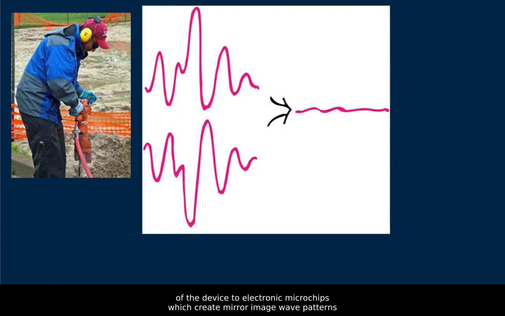Destructive sound interference is a useful property in anti-noise technology. Such noisy devices as jackhammers are now equipped with microphones that send the sound of the device to electronic microchips, which create mirror image wave patterns of the sound signals fed to the operator's earphones. Sound compressions or rarefactions from the hammer are canceled by mirror image rarefactions or compressions in the earphones. The combination of signals cancels the jackhammer noise.